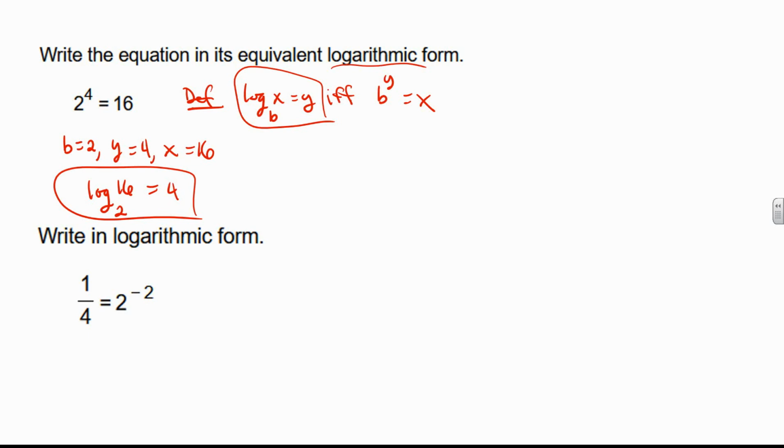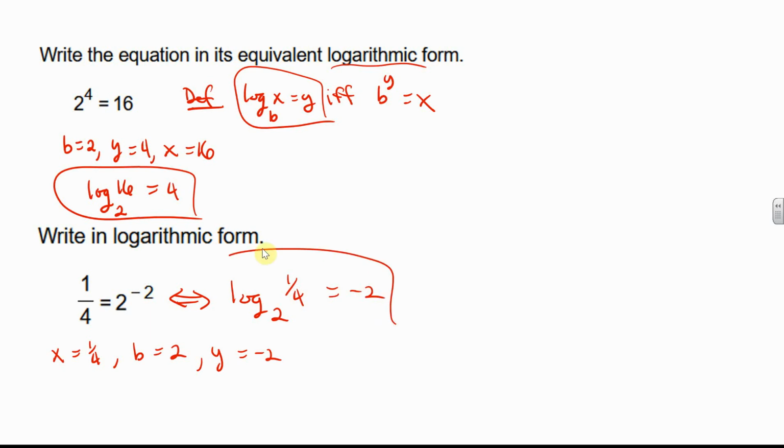All right. The same thing here. Let's look at how the definition is set. So this is b to the y equal to x. So here the x is the 1/4, b is equal to 2, and here y is equal to -2. So this is equivalent to log base 2 of 1/4 is equal to -2. You're going to type all that in there in MyMathLab. Okay.